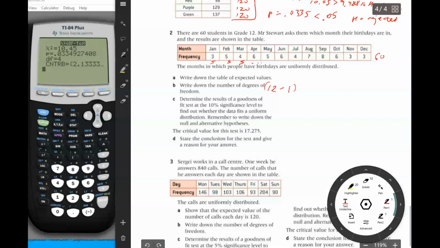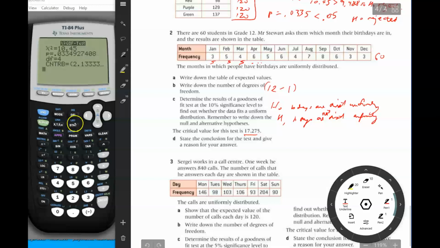Determine the results of a goodness of fit test at 10% significance level to find out whether the data fits a uniform distribution, and remember to write down the null and alternative hypothesis. So the null hypothesis is that the birthdays are distributed uniformly, and then the alternative hypothesis is that the birthdays are not distributed uniformly. Okay, the critical value of the test is 17.275. State the conclusion for the test and give a reason for your answer.